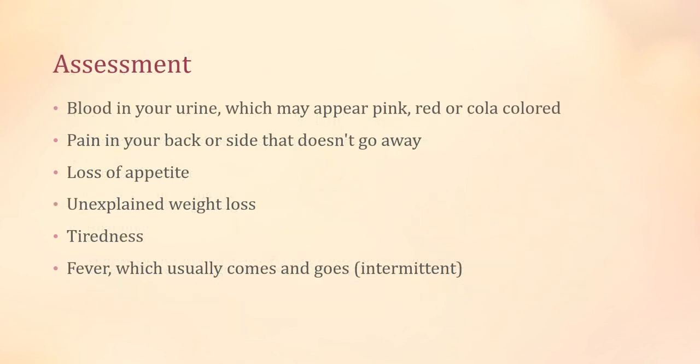Assessment-wise, you're looking at blood in your urine, which may appear pink, red, or cola-colored, pain in your back or side that doesn't go away, loss of appetite, unexplained weight loss, tiredness, and fever, which usually comes and goes intermittently.